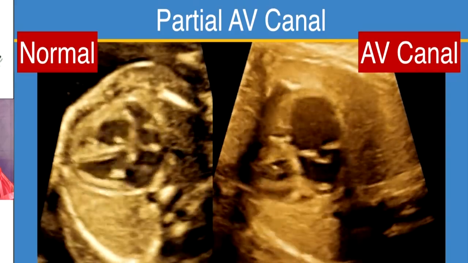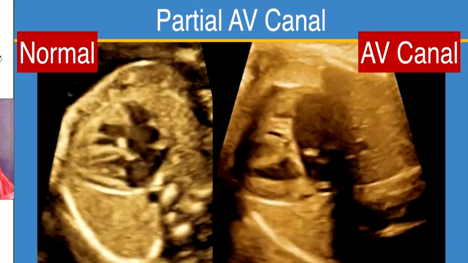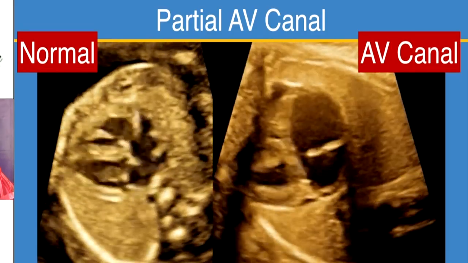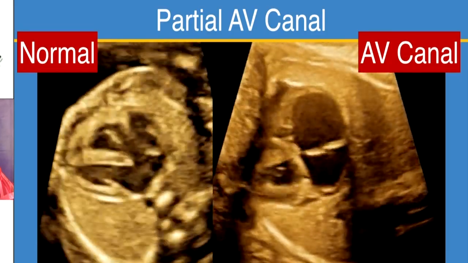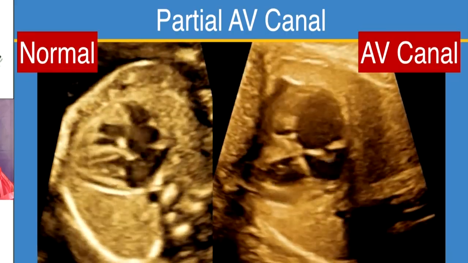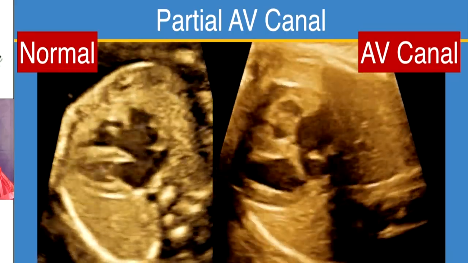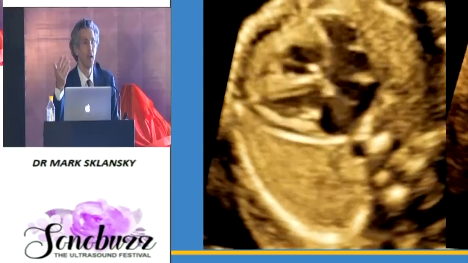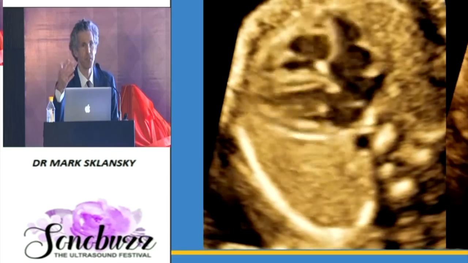So this is a partial canal because the inlet ventricular septum is intact. And here's normal in comparison. So these partial canals are different from a complete canal. A complete canal needs surgery within the first 4 to 6 months. If we wait on those babies and don't do surgery, they can develop pulmonary vascular disease, much worse prognosis.